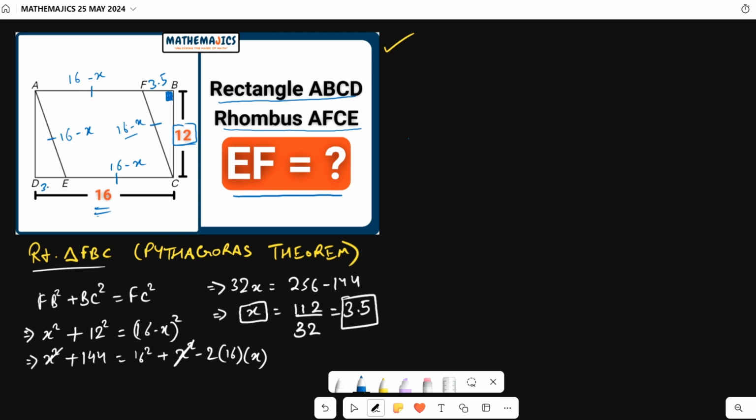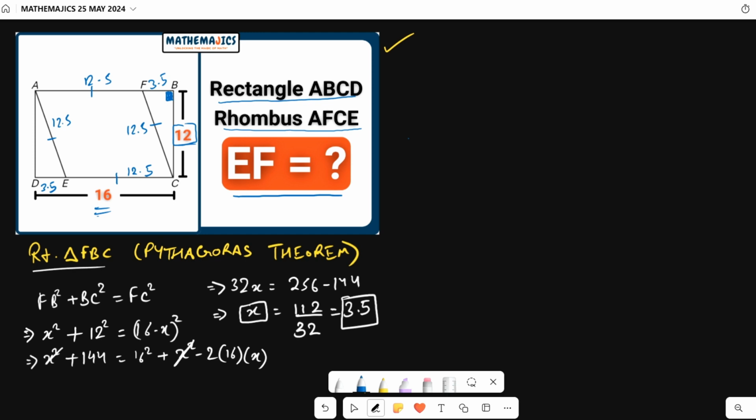Now if x is 3.5, what will be 16 minus x? 16 minus 3.5 will give us 12.5. So let's mark all the sides of this rhombus as 12.5 each. 12.5, 12.5, 12.5 and 12.5. Correct. Still, we are not able to find the length of EF.